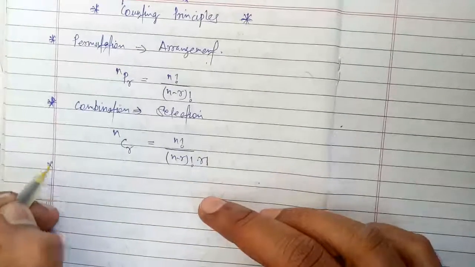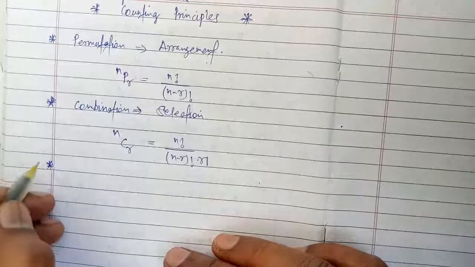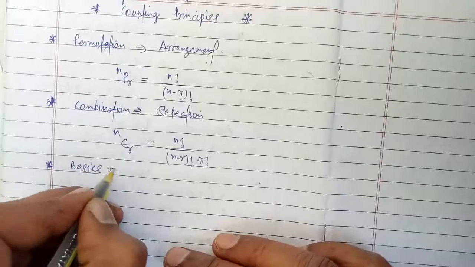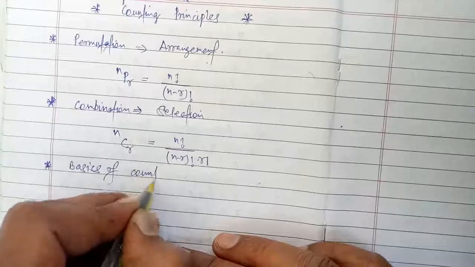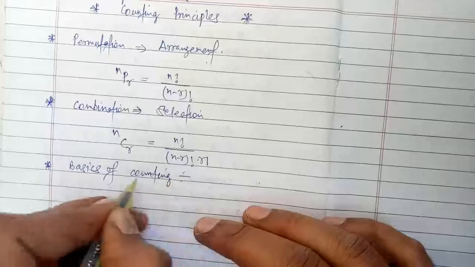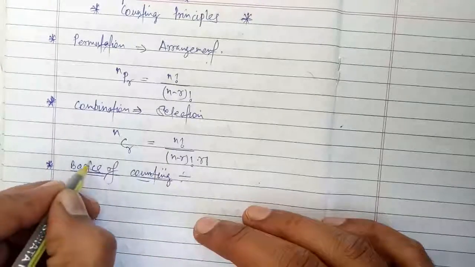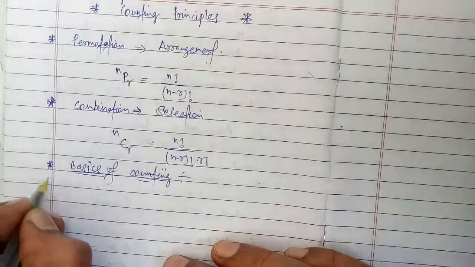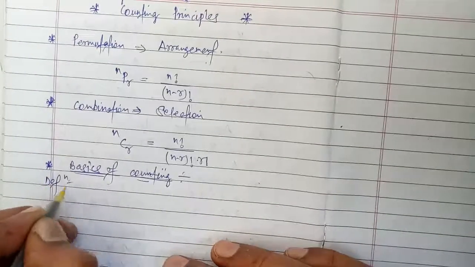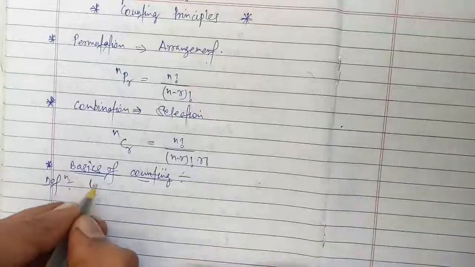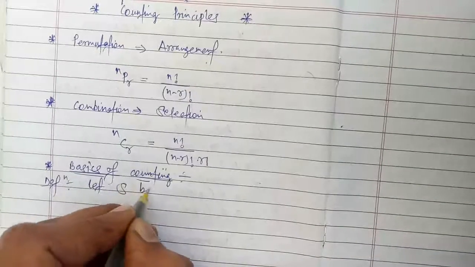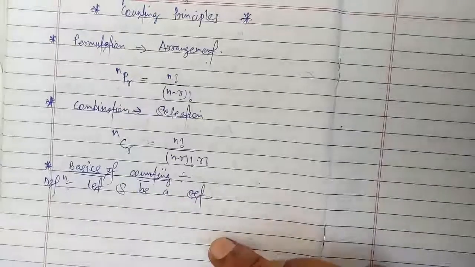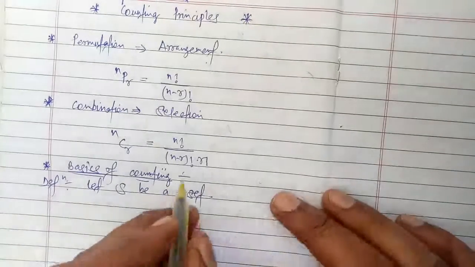So the first point we have to discuss is the basics of counting. Counting means we have to count the numbers or we have to count the sets. So we have to define the cardinality of a set. Let capital S be a set.